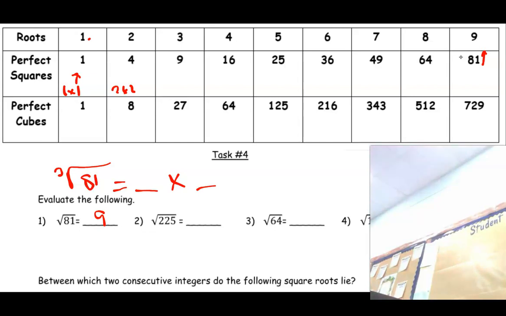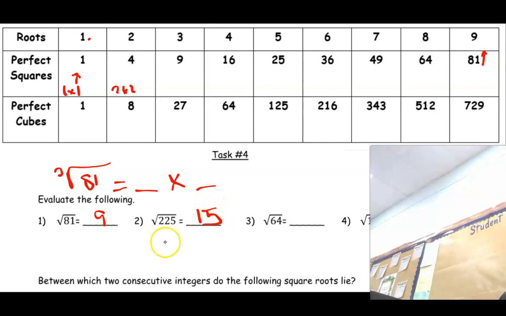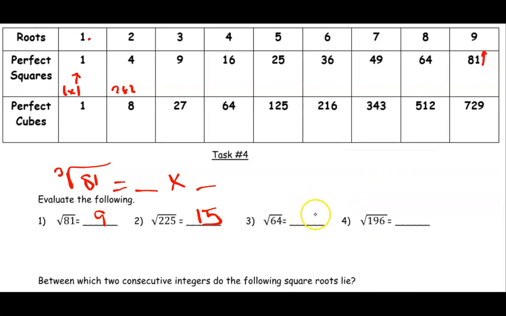Next one, the square root of 225. Because I'm pretty decent at math, I know 10 times 10 is 100. I can go all the way up to where this answer is, and the square root of 225 is 15. Now on to the next question, the square root of 64. What number times itself will give us a product of 64? That answer is 8. And lastly, for question number 4, we want to know the square root of 196. What number times itself will give us 196? That happens to be the number 14.